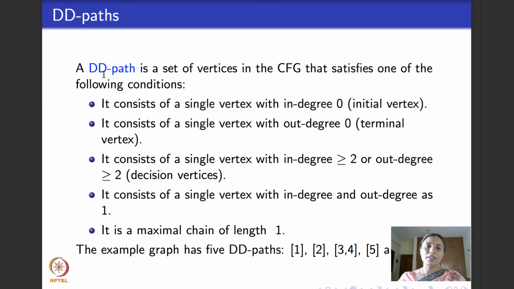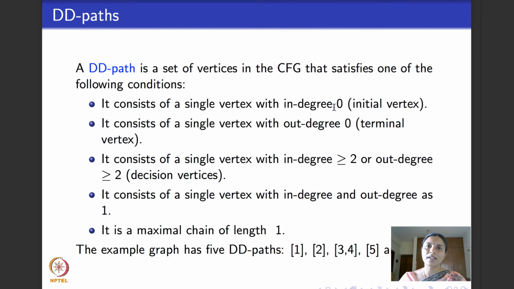So what is a decision to decision path, or a DD path? A DD path is basically a path of vertices in the CFG that satisfies any of the following 5 conditions. If it satisfies any of these 5 conditions, we call them all decision to decision paths. So let's look at the conditions one after the other. It could consist of a single vertex with in degree 0. If you think about it, visualize in the CFG, which is that vertex that has in degree 0? What does it mean for a vertex to have in degree 0? There's no edge coming into that vertex.